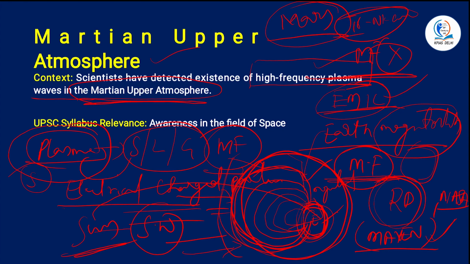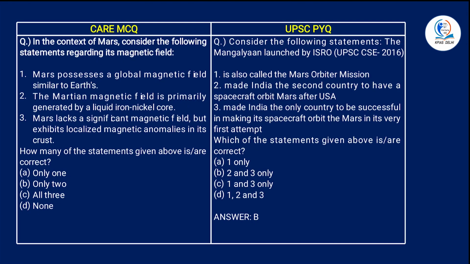All right. So now let us look at a multiple choice question, which is based on the above discussion. In the context of Mars, consider the following statements regarding its magnetic field. As I told you, Earth possesses a magnetosphere and it also possesses a magnetic field, which acts as a hurdle for solar winds to reach the surface of the Earth. But in the case of Mars, does it possess a global magnetic field similar to Earth? No. As I told you, Mars does not possess any sort of magnetic field. Any intrinsic magnetic field is not provided with respect to Mars.